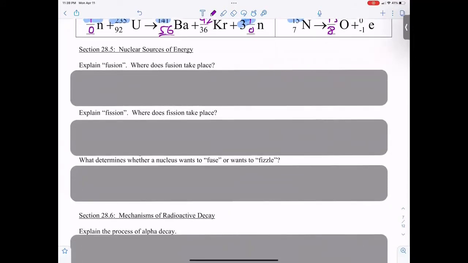Section 28.5, nuclear sources of energy. Explain fusion. Where does fusion take place?